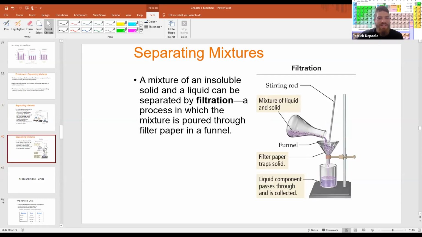All right, moving on. So filtration is another type, very simple type of separating mixtures. You have a filter, you have solid particulates in a liquid. The solid particulates are stuck to the filter paper, and the liquid passes through.